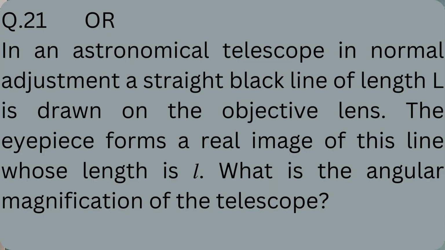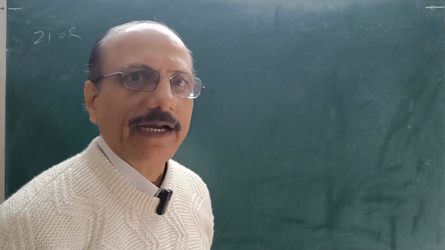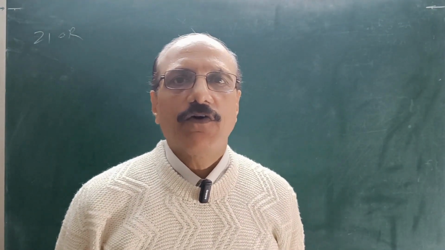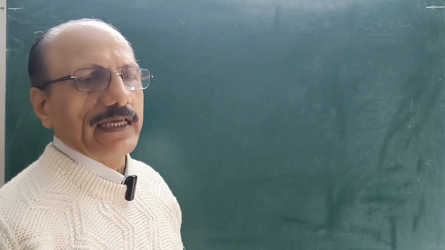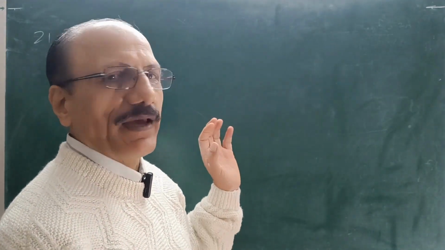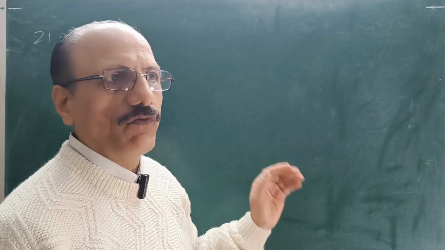21, or part. In an astronomical telescope, in normal adjustment, a straight black line of length capital L is drawn on the objective lens. The eyepiece forms a real image of this line whose length is small l. What is the angular magnification of the telescope? Here, normal adjustment means the image is formed at infinity, and the length of the telescope is always FO plus FE, and the magnifying power of the telescope is FO by FE.